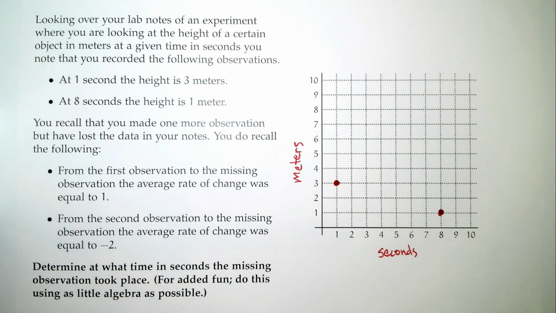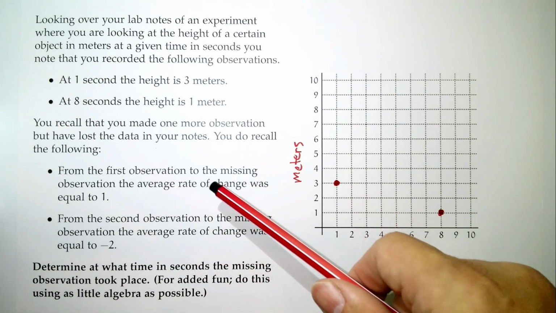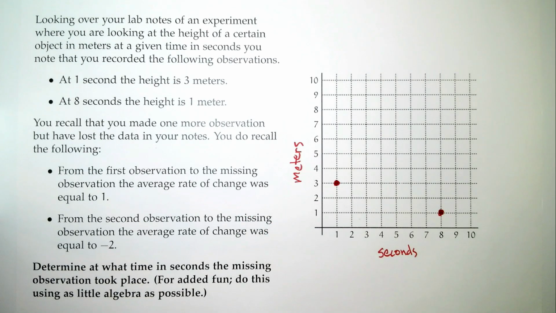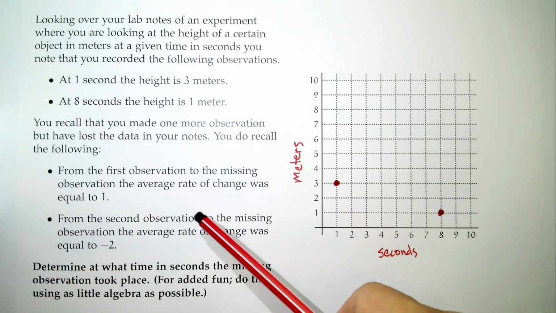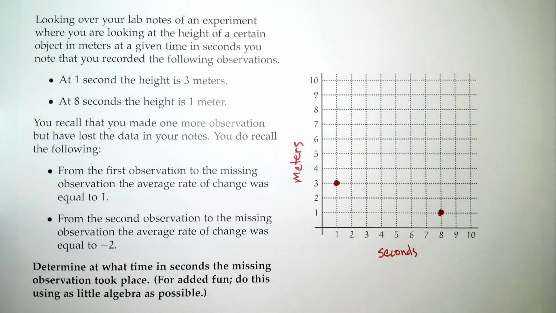Now you recall that you made one more observation, but you've lost the data in your notes. I hate it when that happens. But you do have some things that you recall. From the first observation to the missing observation, the average rate of change was equal to 1. From the second observation to the missing observation, the average rate of change was equal to -2. And the question is, when did you make that missing observation?